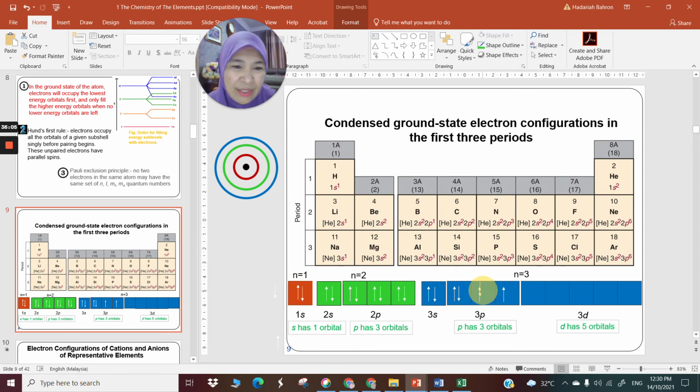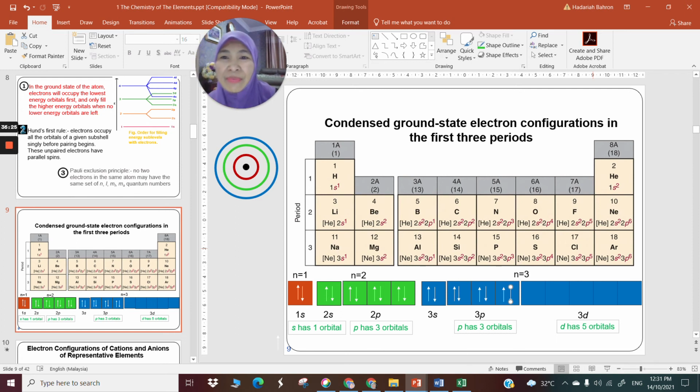Then chlorine is 3p5, and argon is 3p6. So 3s2, 3p6 is for argon. So you complete the third shell of S and P.